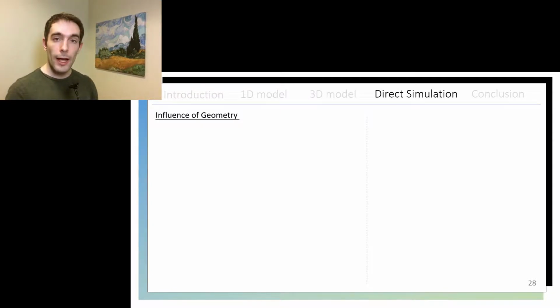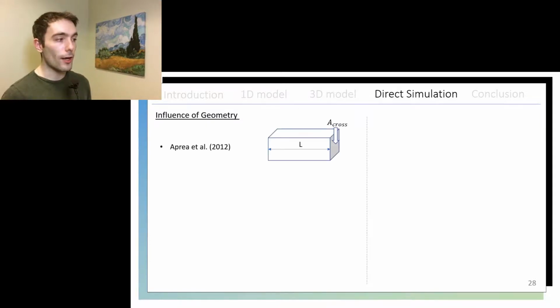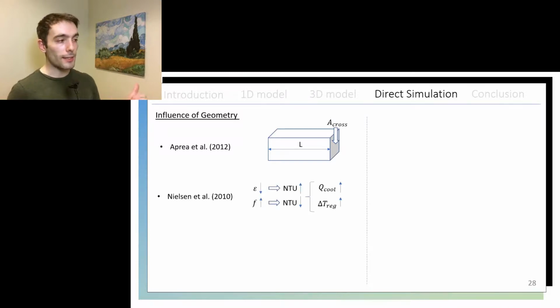But first of all, I'd like to introduce you to what has already been done in the literature. Ibai et al. concluded from a 1-dimensional numerical model how longer and narrower regenerators suffer less from conduction losses, but more from viscous losses. Then Nielsen et al.